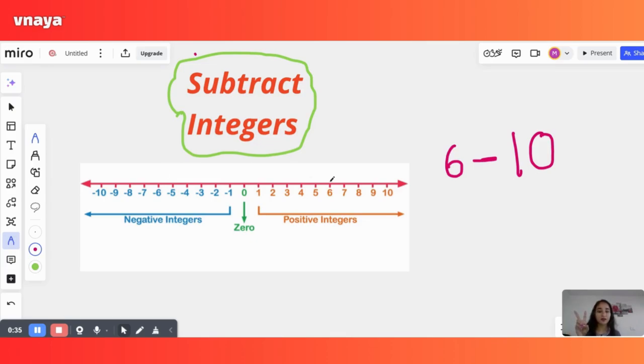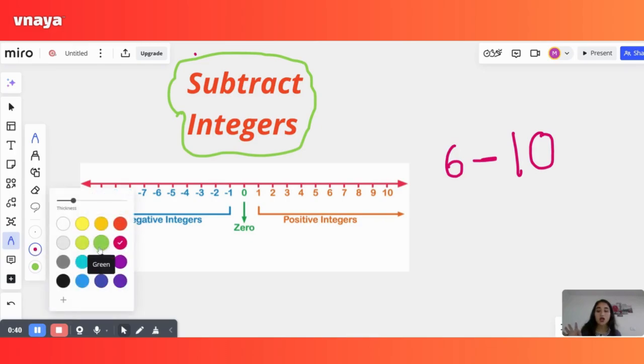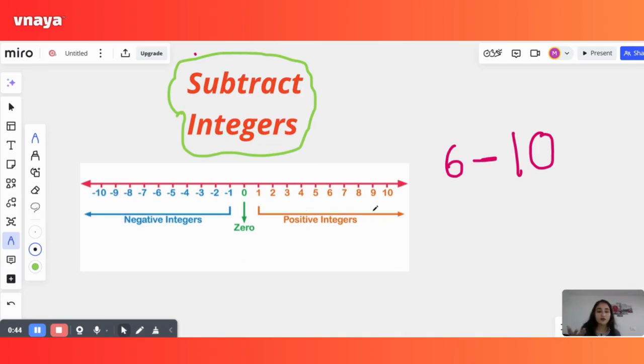Let's say I have picked the number 6 and I have also picked the 10. So these are the two integers. Now I will be subtracting them and let's see what comes up. So where is my 6? So 6 is here on the number line and I need to make how many jumps towards the left side? 10 jumps. So let's make it.